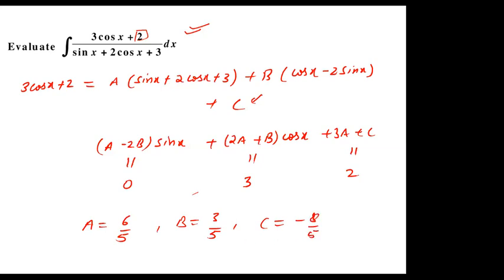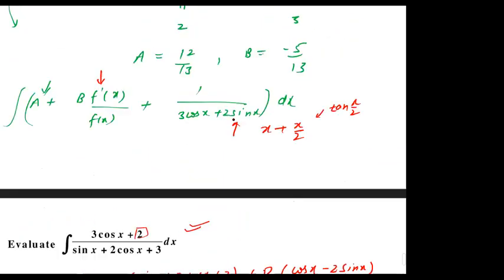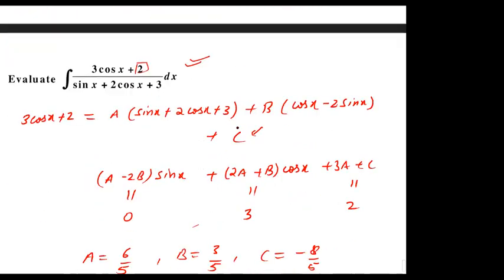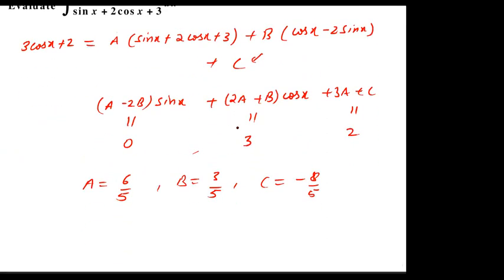So what have we got here? -8/5. Okay, so this will get converted into the same expression that we have just now done. That is the constant, the derivative and the function and this term, right? So this will get converted into this. So then we can easily integrate this, right?